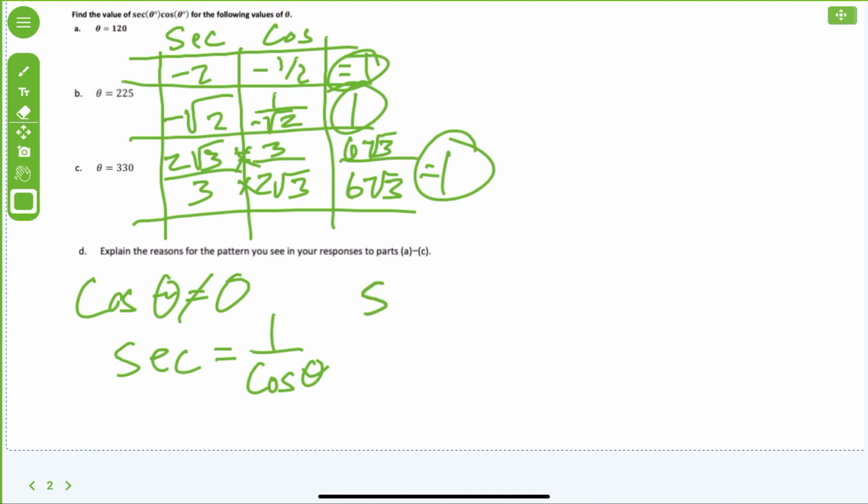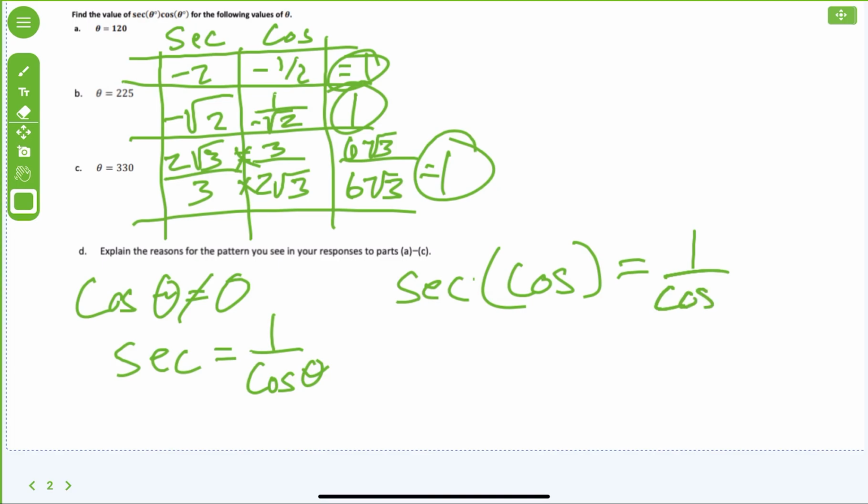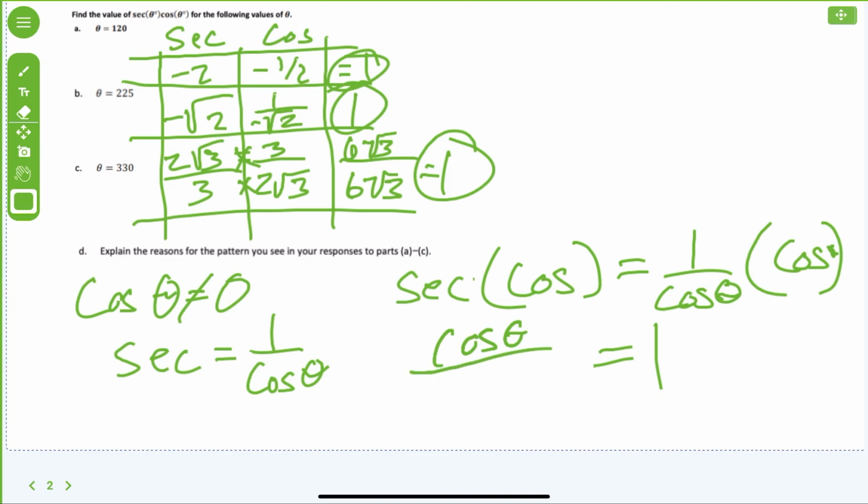Well, if you multiply secant times cosine, then what you're going to end up with is 1 over the cosine, because that's what secant is, times cosine. Well, what is that? That's cosine over cosine, which is equal to 1. If you multiply that straight across, you get cosine over cosine, which is equal to 1.